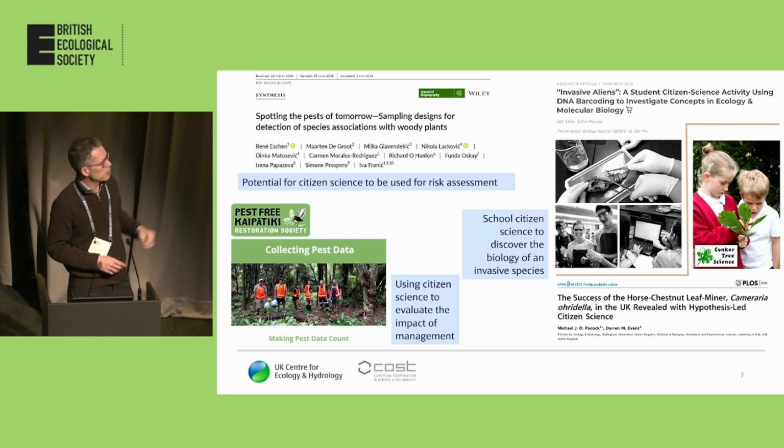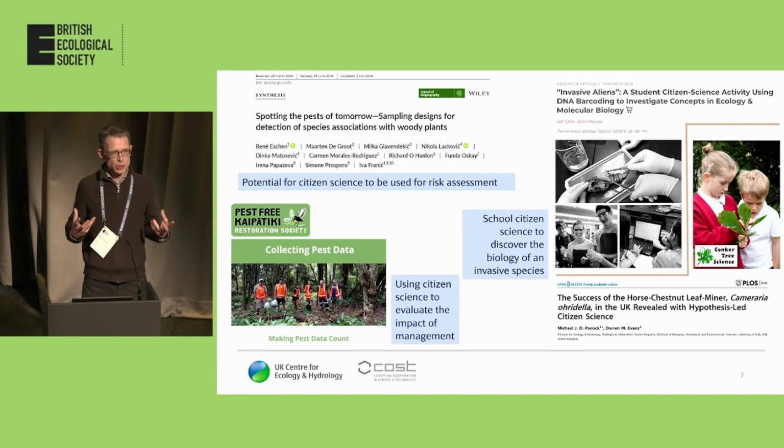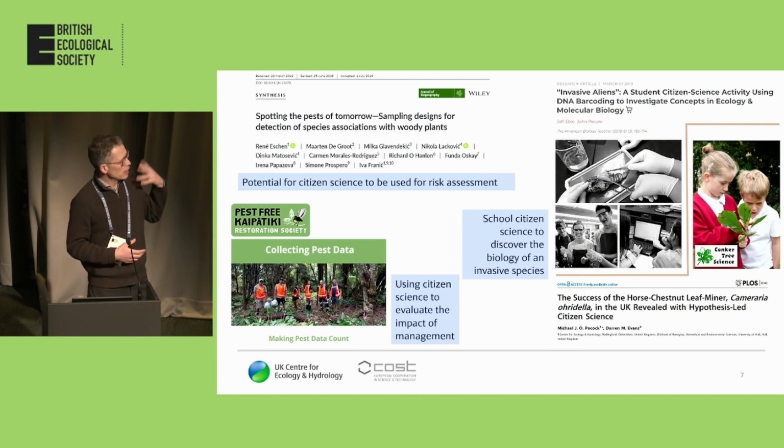And I've given a couple of examples of school-based citizen science projects as well. The top one is school children looking at the guts of an invasive lionfish and doing eDNA analysis on that in order to detect, in their case, new prey species. And the other one is looking at parasitoids of the horse chestnut leaf miner and getting school children involved in this sort of way.